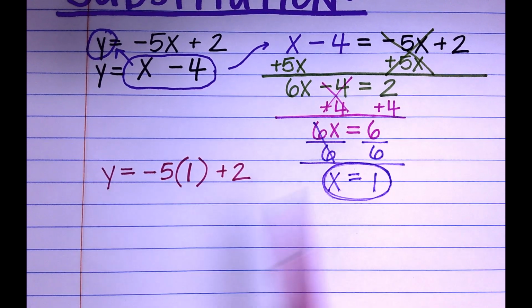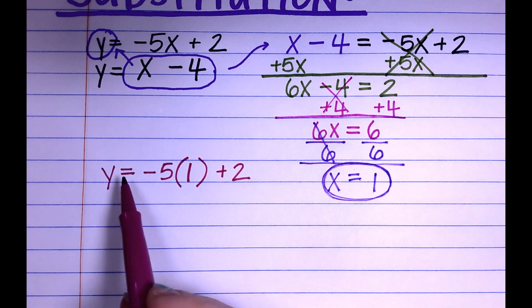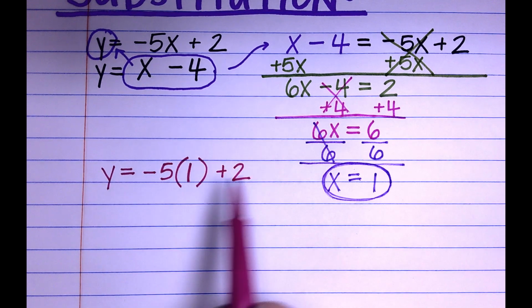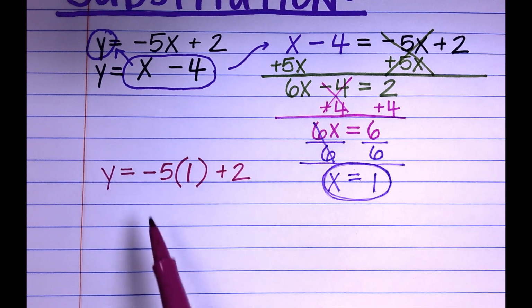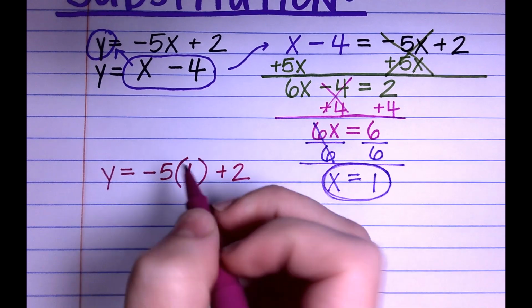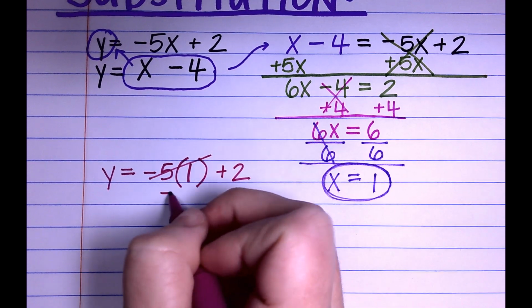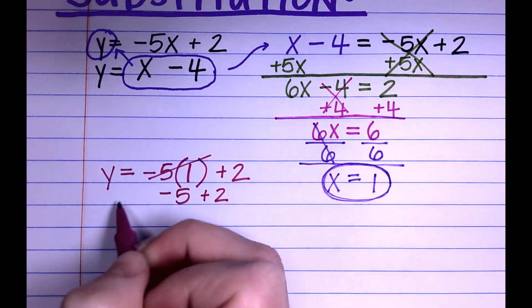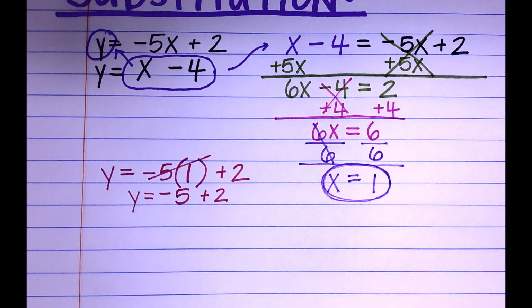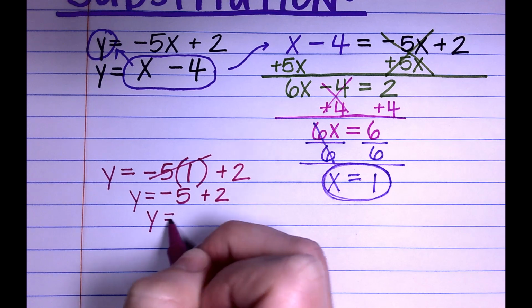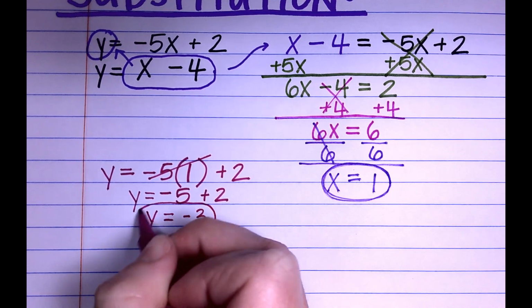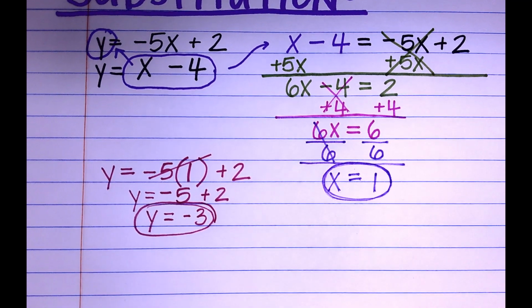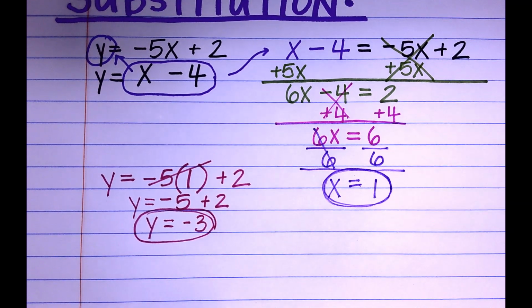How do I solve for y? I've already got y by itself. Y equals. So what do I need to do over here? Yep, -5 times 1 is just -5. And now I'm going to add 2 to that. What will that give me? -3. And look at that. We've solved for both variables. We didn't have to graph. It took us about 5 minutes. I think it's kind of neat that we can do that.